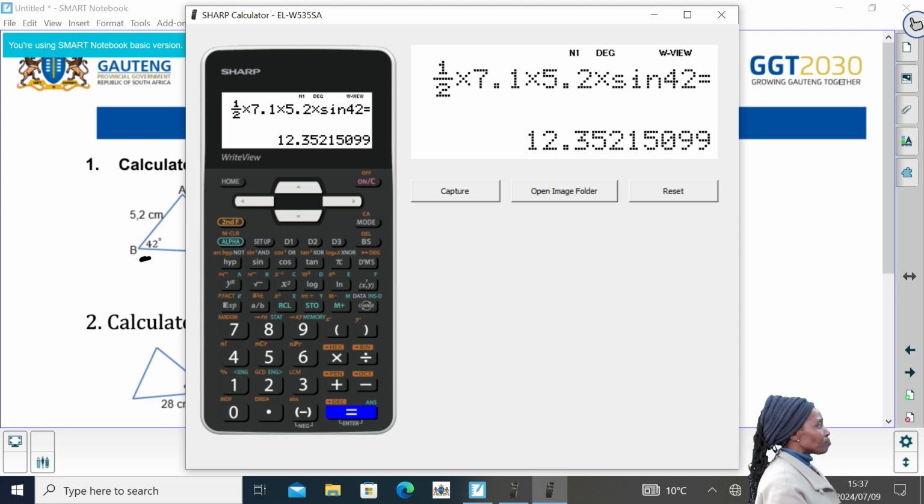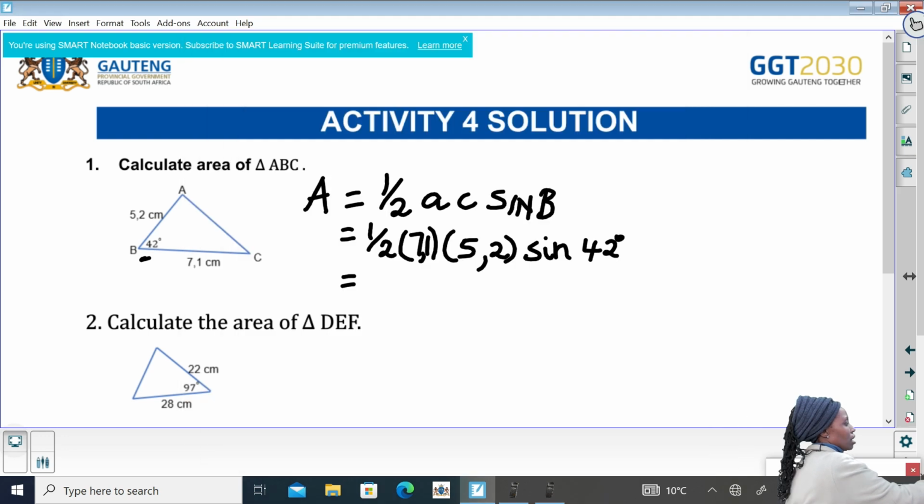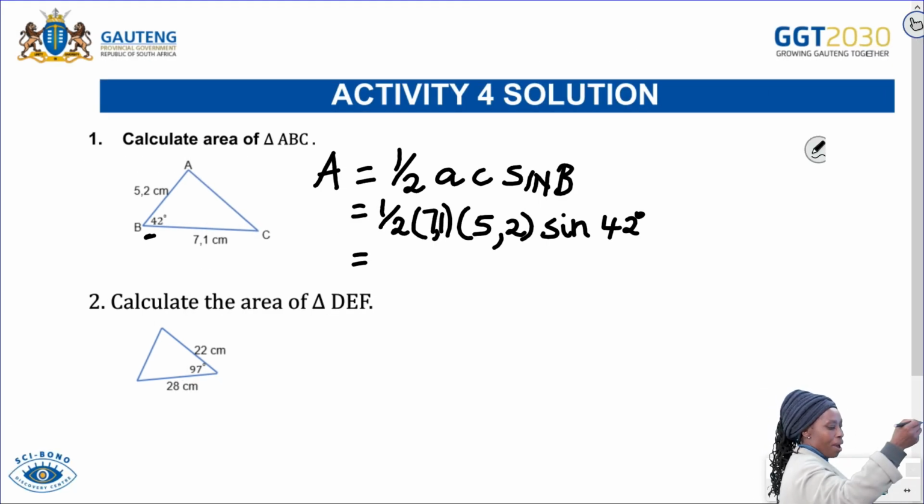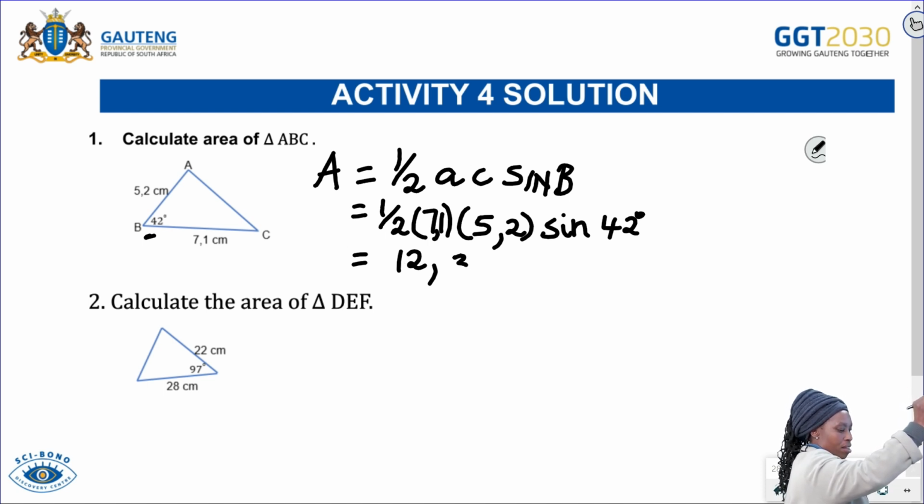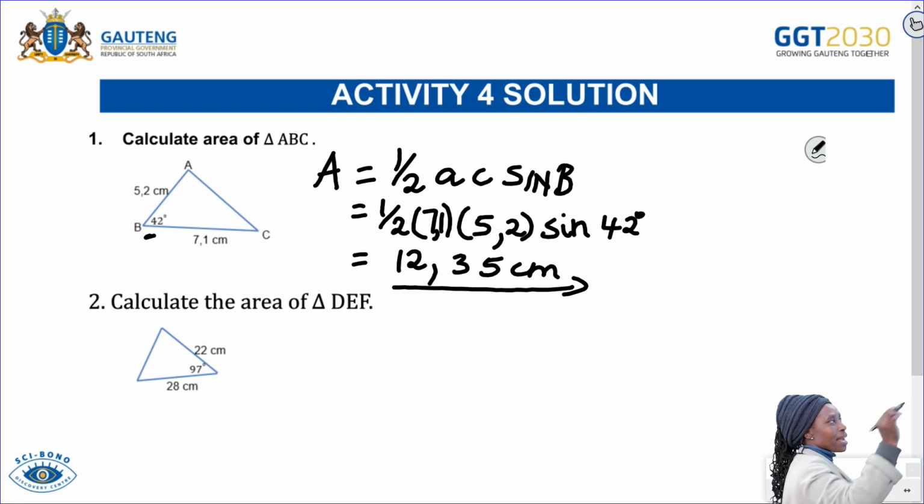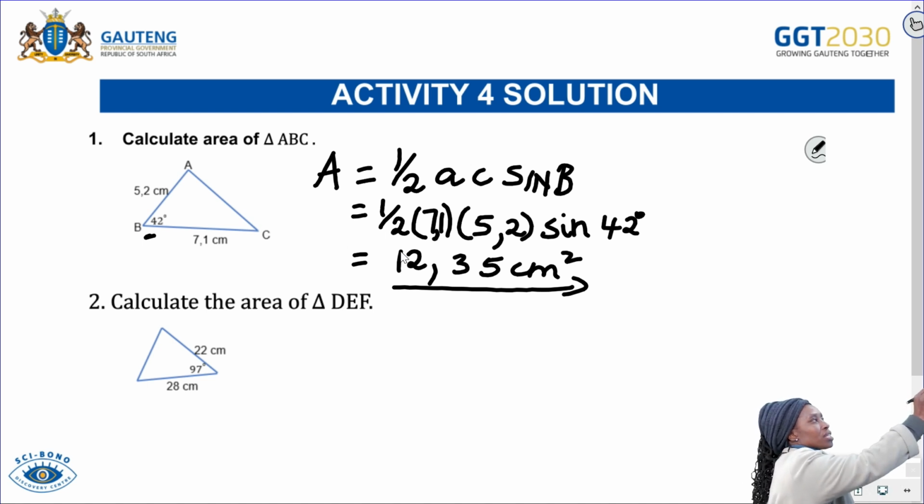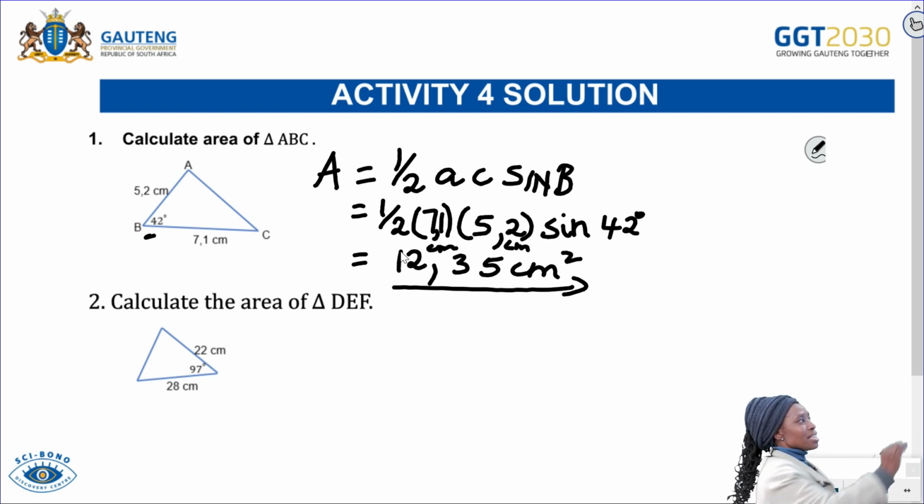I round off to 2 decimal places, 12,35. That is my area. And remember, area is calculated in square units. So my area is the side, which is in centimeters, and the other side, which is in centimeters. They multiply and give you a square unit.